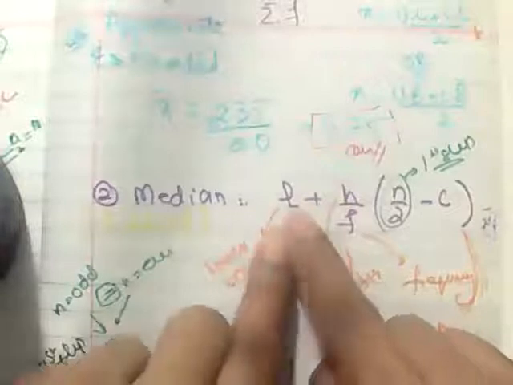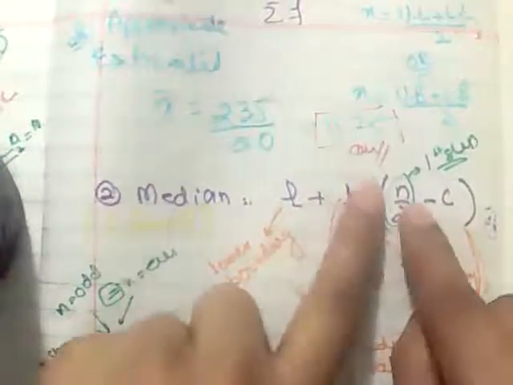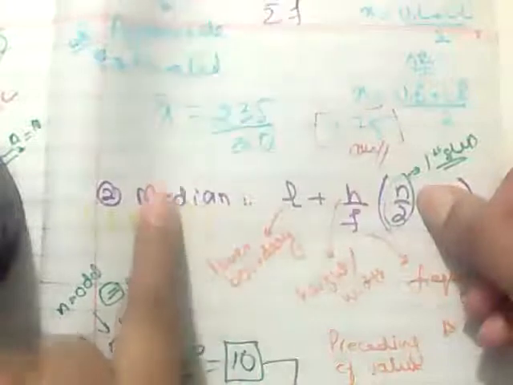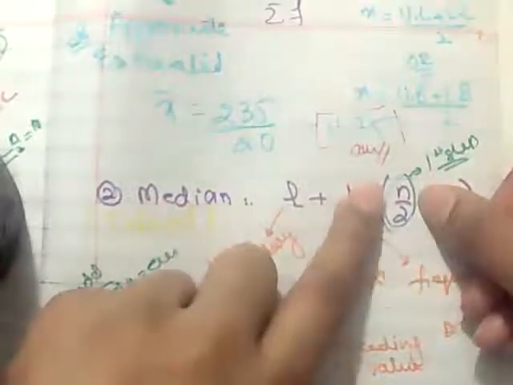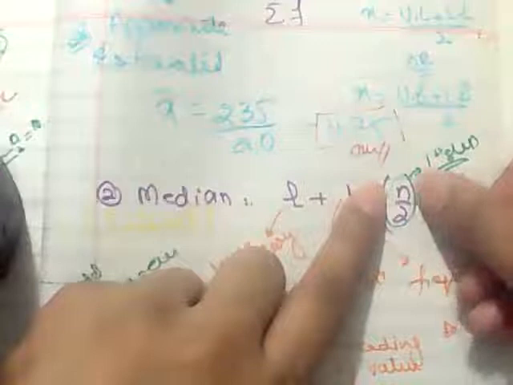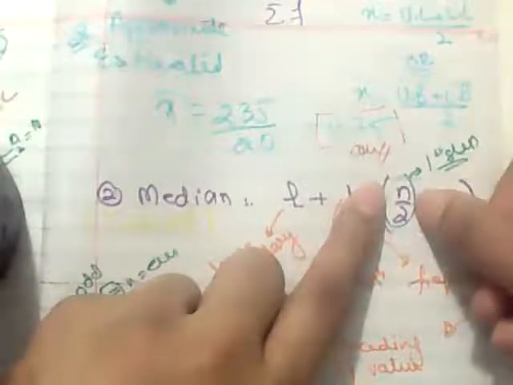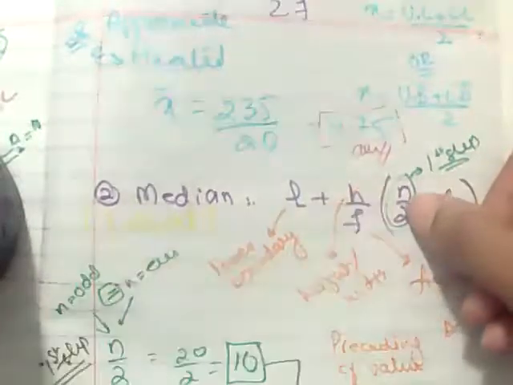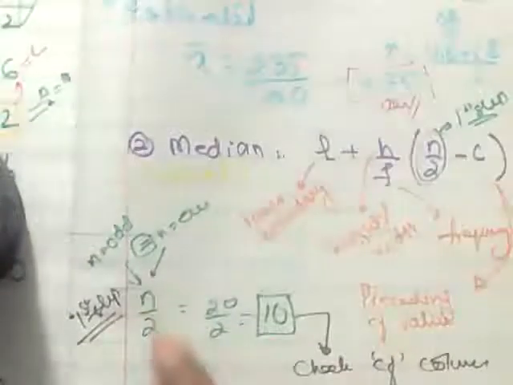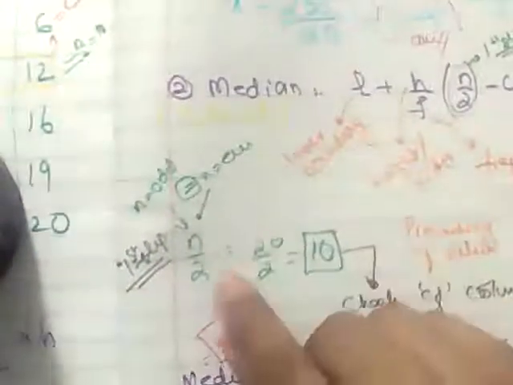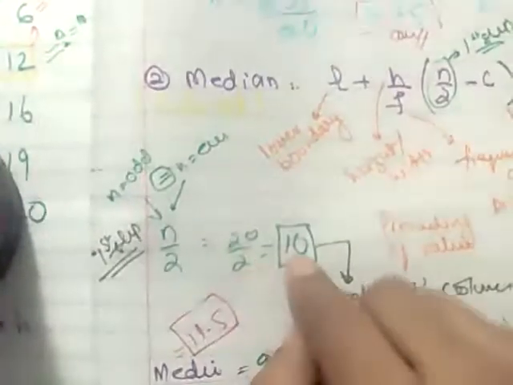Before going to L and H and F and C, I will start with this thing, N upon 2. Remember, whenever we are finding the median, I told you median means dividing the thing into two parts. That's the reason I have written N upon 2 here. This is the first step from where we start our working. What was N here? N was 20 in this example. So 20 upon 2, which is 10.